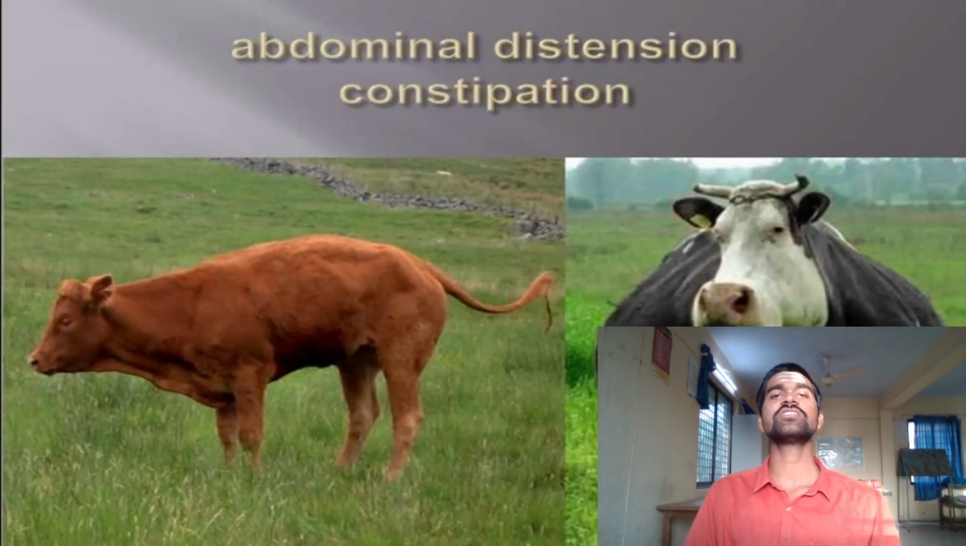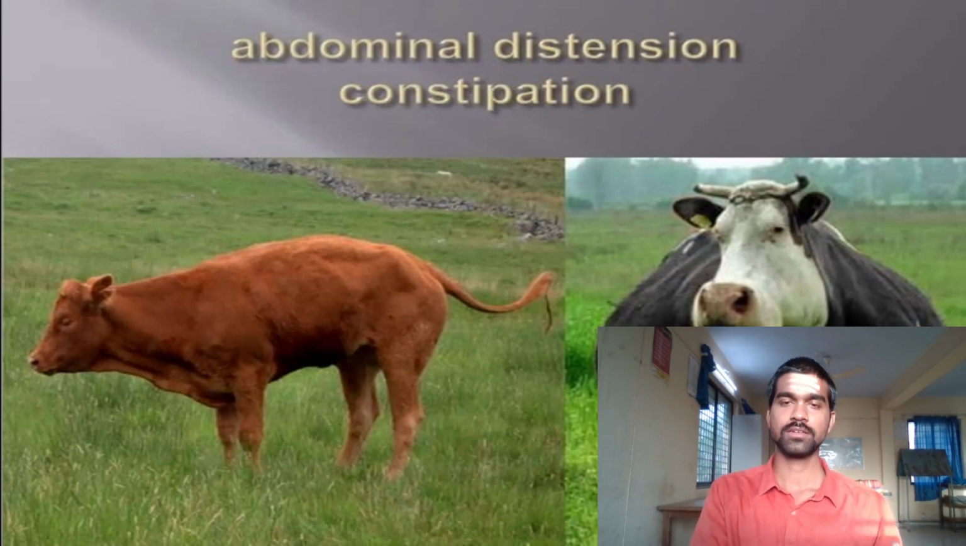So abdominal distension and constipation. As I said earlier, distension means there will be pressure from inside the stomach. Constipation means difficulty in the passage of feces. The feces will not be correctly excreted during infection. The cow will have problems with the excretion, the egestion, of the feces.